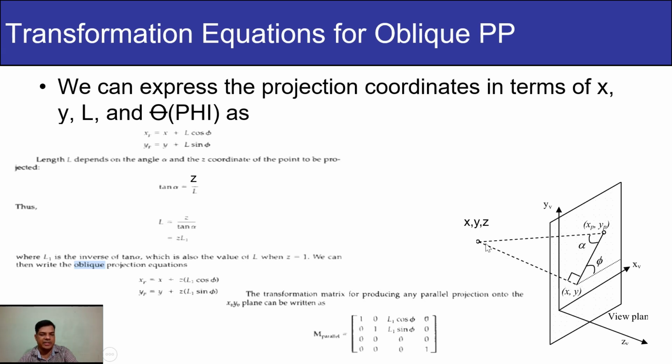But here we are discussing oblique parallel projections. So what is happening here, we have a line which is connecting the orthographic projection and the oblique projection, and capital L is the length of the line. And the oblique parallel projection line is making an angle of alpha with the line which is joining the orthographic parallel projection and the oblique parallel projection.